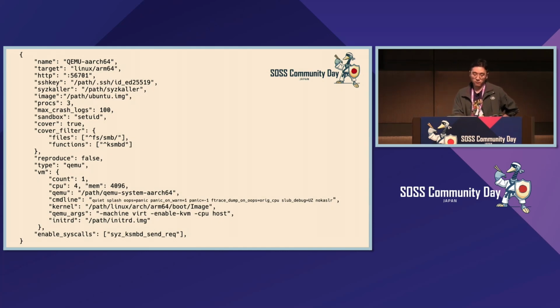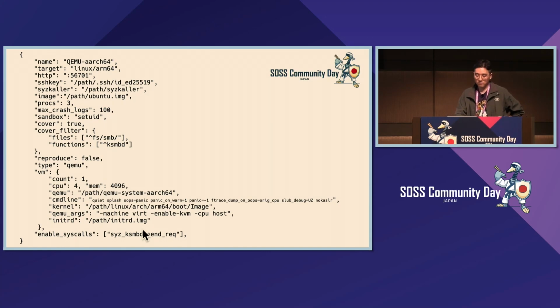This configuration file is read by syz-manager to control and manage the guest target machine. This target machine is a QEMU virtual machine. ARM64 Linux runs 3 fuzzing processes, specifically testing SMB file system code by filtering coverage to fs/smb files and ksmbd functions.